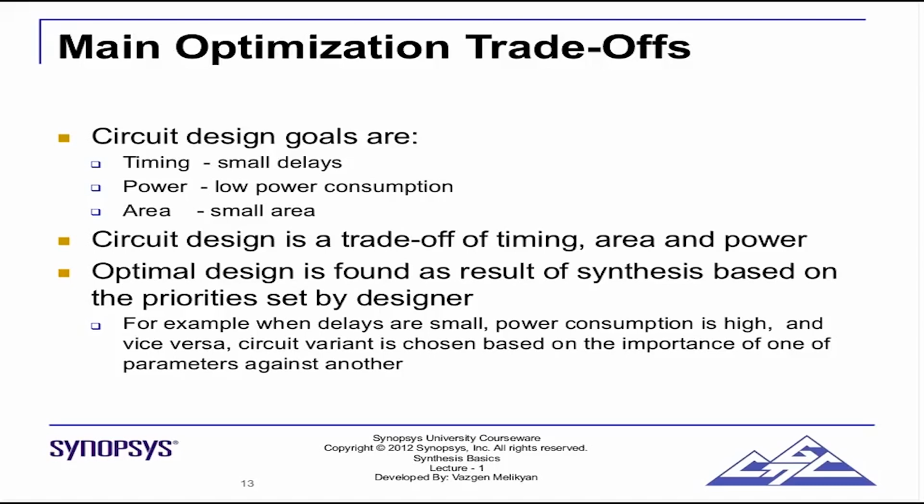For example, when the delays are small, the power consumption is high, and vice versa. The circuit variant is chosen on the basis of the importance of one parameter against the other. So in fact, the most complex part of synthesis is actually setting the goals. You have the goals in mind, but then we have to translate those goals into a number of commands given to the synthesis tool. This is the most important and most difficult part of synthesis: how to make sure that whatever goals we have on paper are given correctly to the tool.